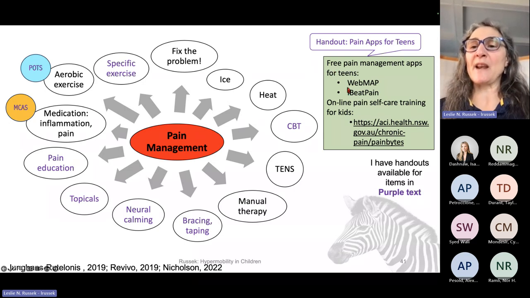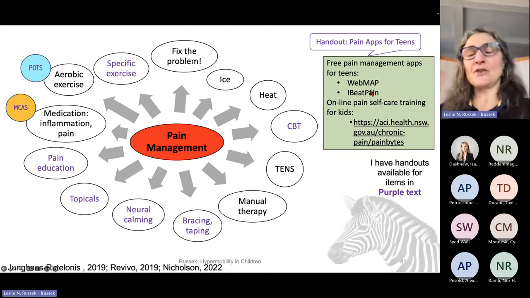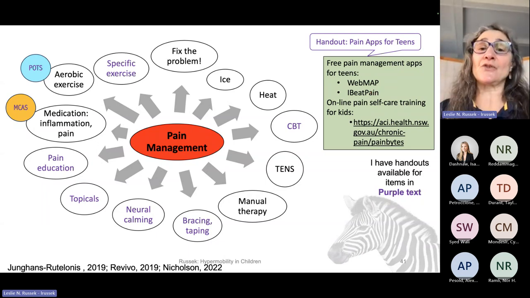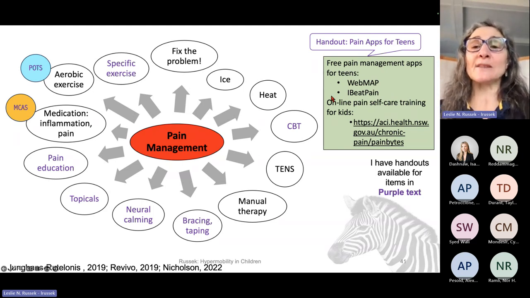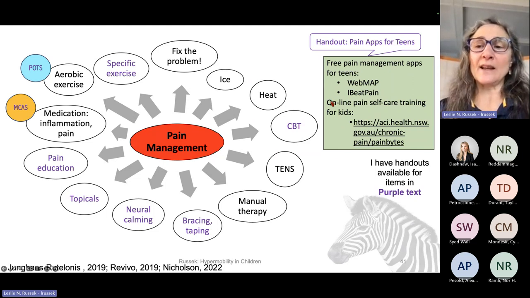But the two pain management apps, WebMap, they go to different world environments, so a desert, a tropical rainforest, and they learn certain skills, whether it's relaxation skills or breathing skills or visualization skills. And the app has kids practice each skill for a week because you have to practice to get good at it. So an excellent resource if they have a sensitive nervous system.